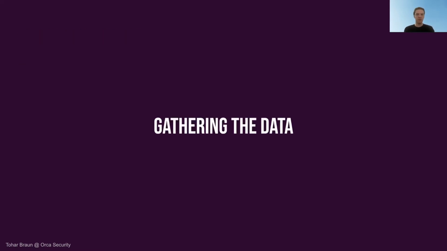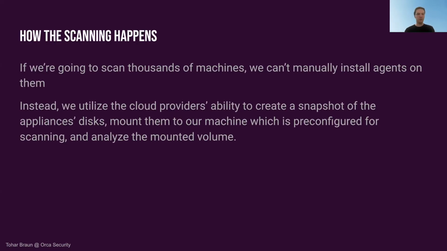So how did we gather the data? Traditionally, in order to gather data on on-premise appliances, you would need to install an agent. Luckily, we are able to utilize the cloud provider's ability to create a snapshot of the appliances and actually mount the snapshot of those appliances to a pre-configured machine that we own, and we are able to scan the disk that way. And essentially, without the need to install and configure any agents on any of the appliances, we are able to scan en masse a very large amount of appliances.